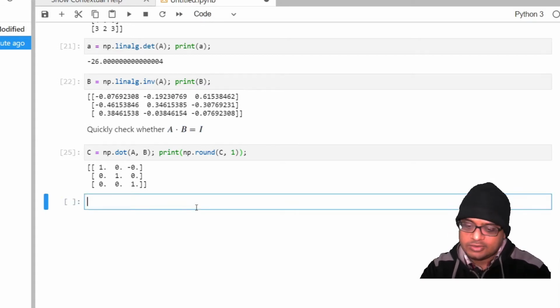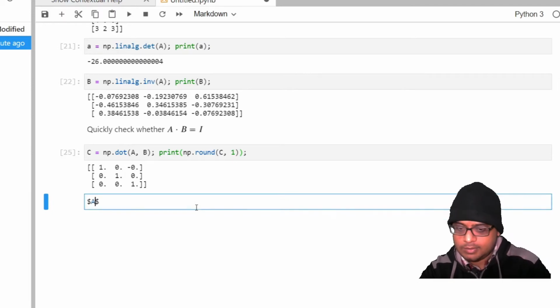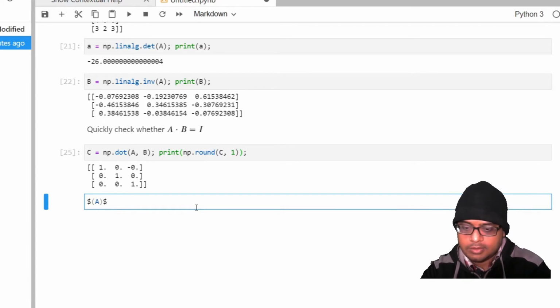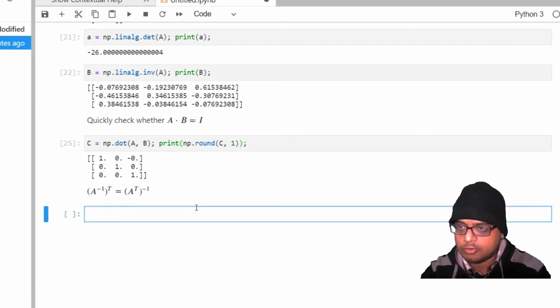Okay, let us do this particular check as well. There's a theorem in matrix algebra. So A inverse transpose is equal to A transpose inverse. So let us see whether this is true or not.